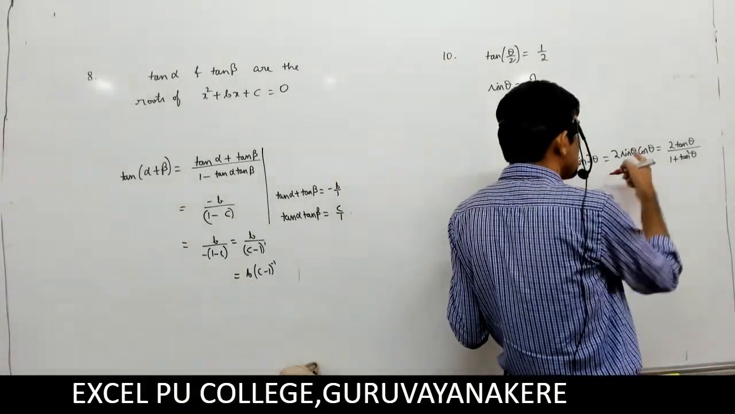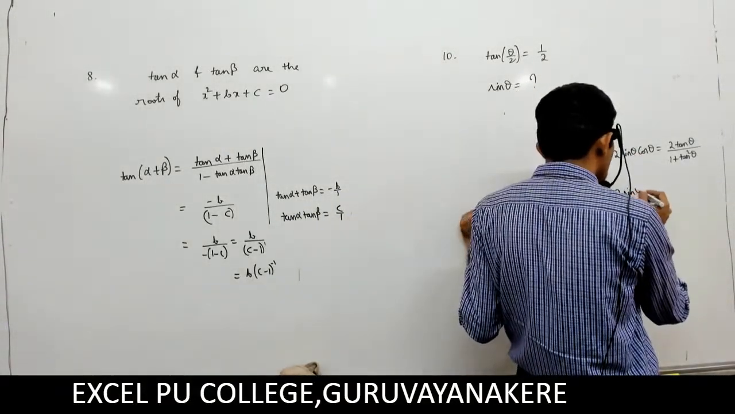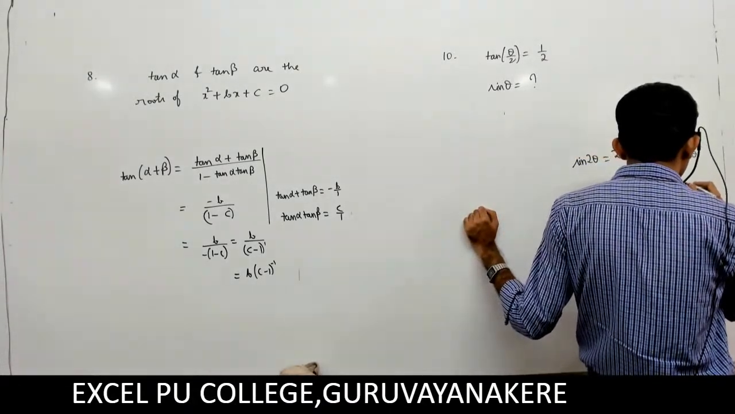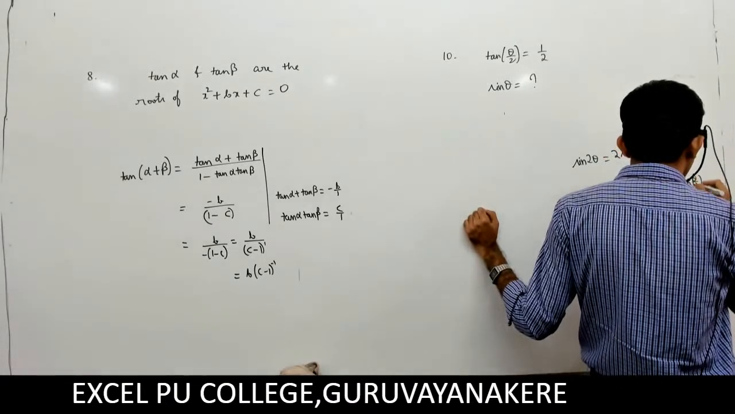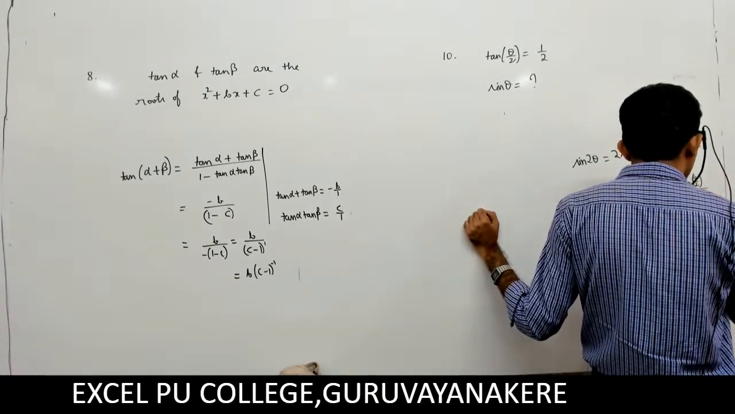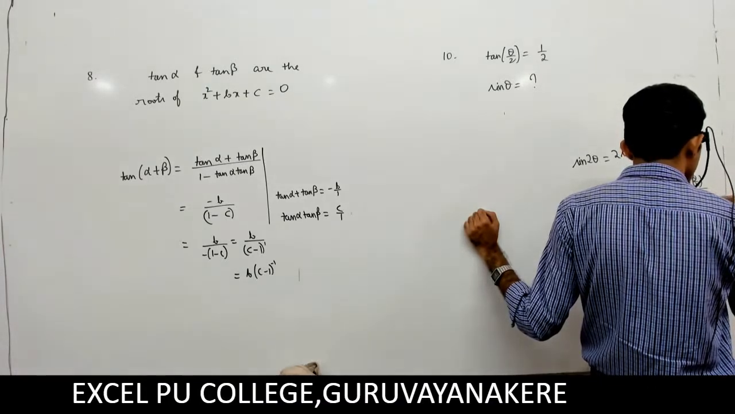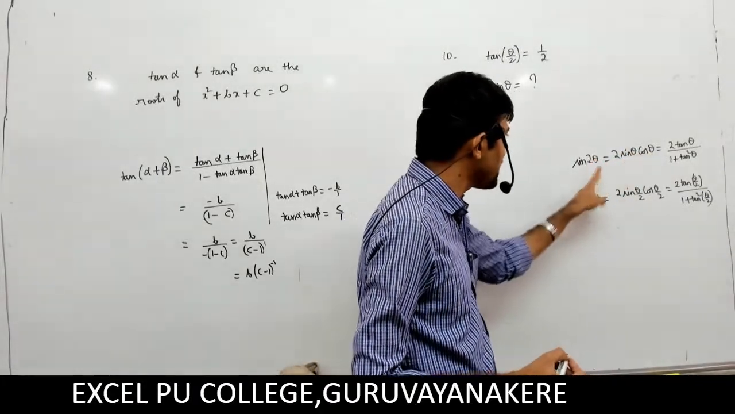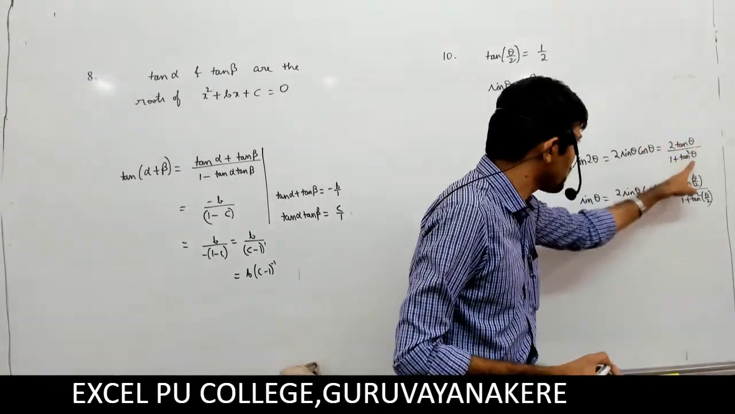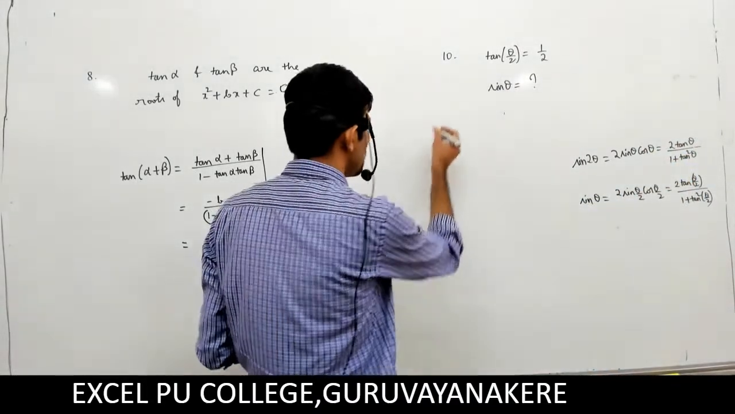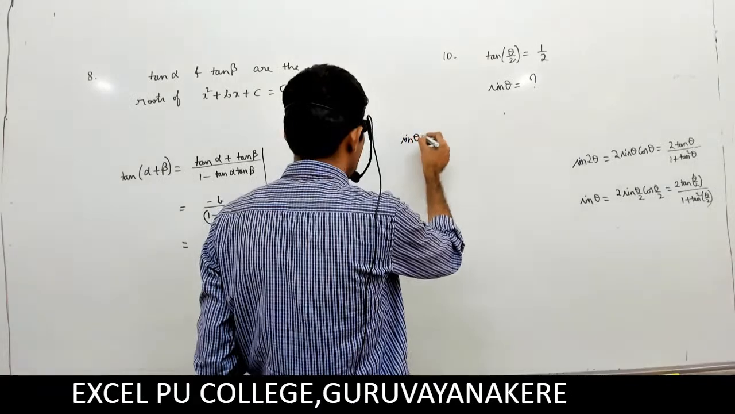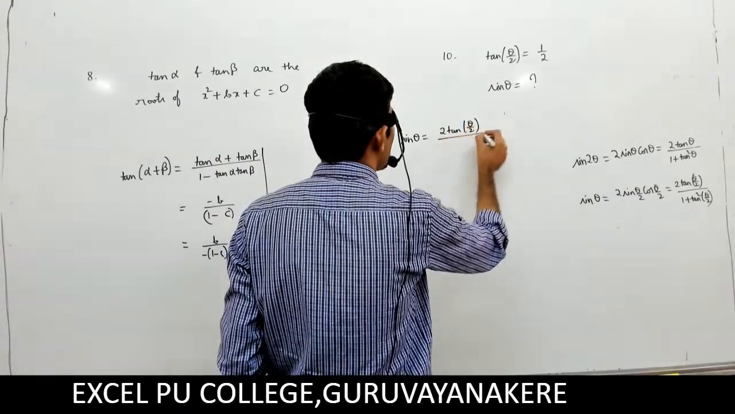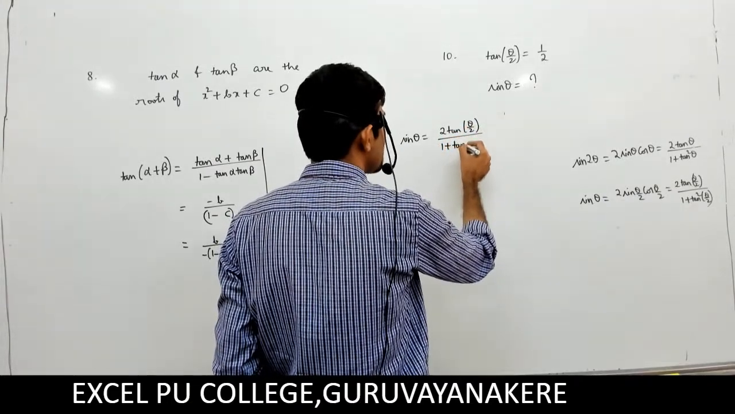2 theta becomes theta, theta becomes theta by 2. So 2 sin theta by 2 cos theta by 2 is 2 tan theta by 2 divided by 1 plus tan square theta by 2. Okay? Replace theta by 2. 2 into theta by 2 becomes theta. Replace everywhere theta by 2. So I'm using sin theta is equal to 2 tan theta by 2 divided by 1 plus tan square theta by 2.